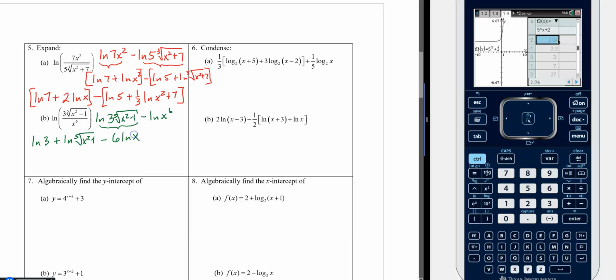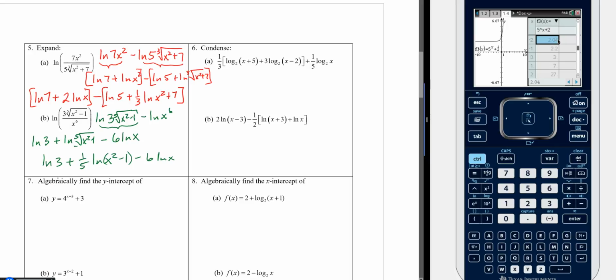Then I'm going to take care of that exponent on this guy, so it's the natural log of 3 plus 1/5 natural log of the x squared minus 1 minus 6 natural log of x. And that's my answer for B.